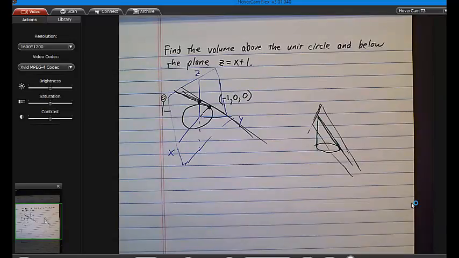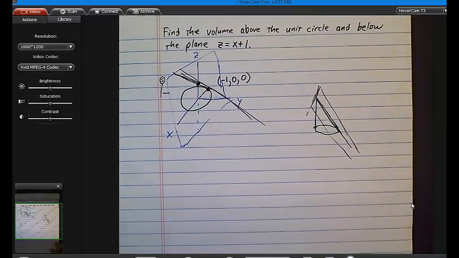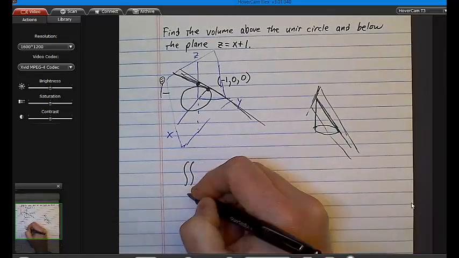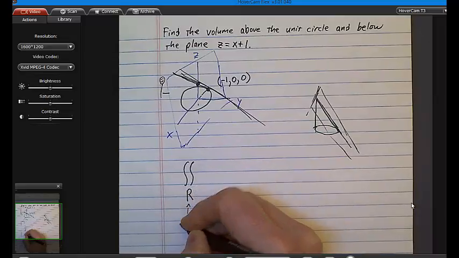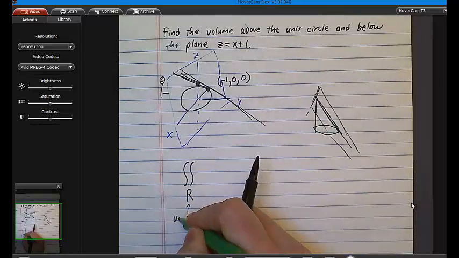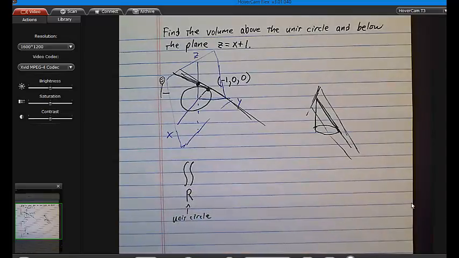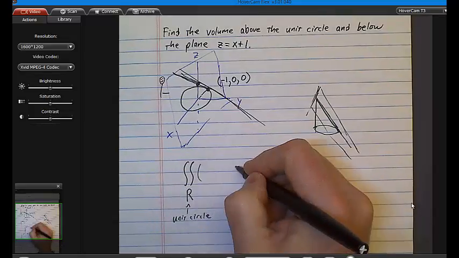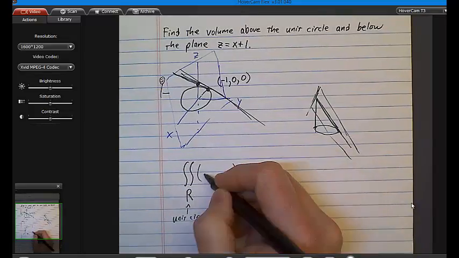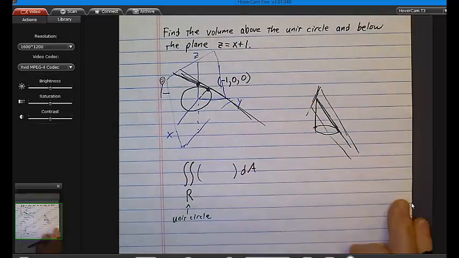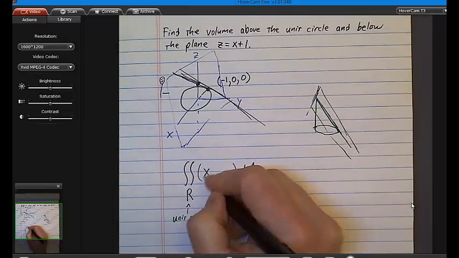Okay. Well, how do I do it? I know how to do it. I need to do the double integral over R, where R is the unit circle, of what? What's the function? Well, the function of this plane, right? If that's my surface, it's just x plus 1, right?